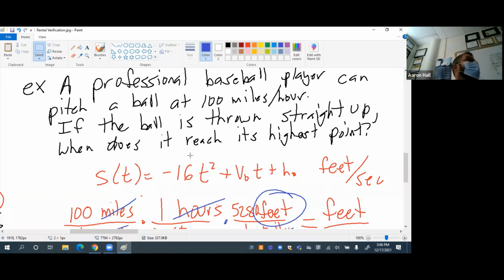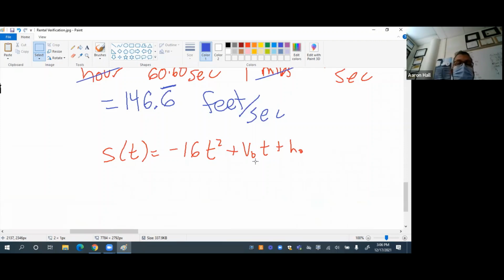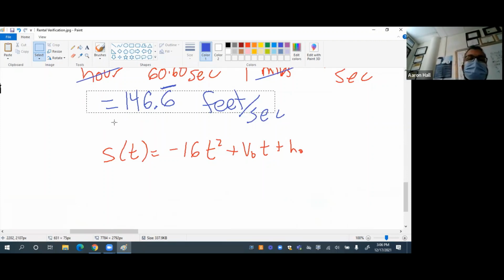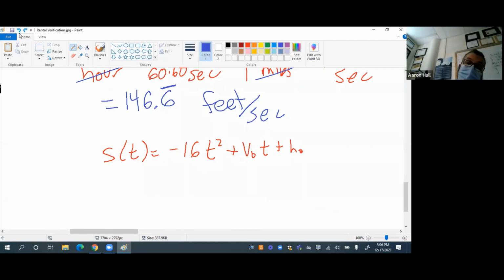I want to know the time it takes, right? How long does it take for it to reach its highest point? I want to know how many seconds. How do I figure that out? Now that we were distracted by the phone call, what does that mean? That's my original velocity.